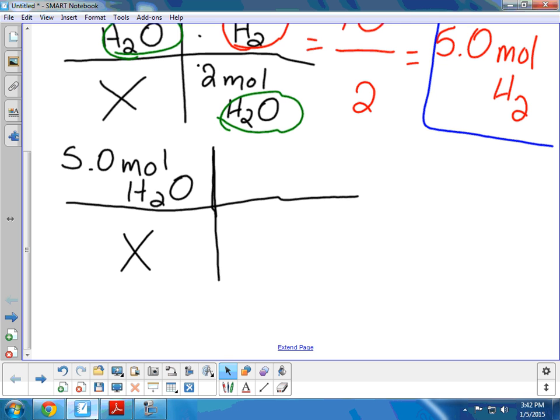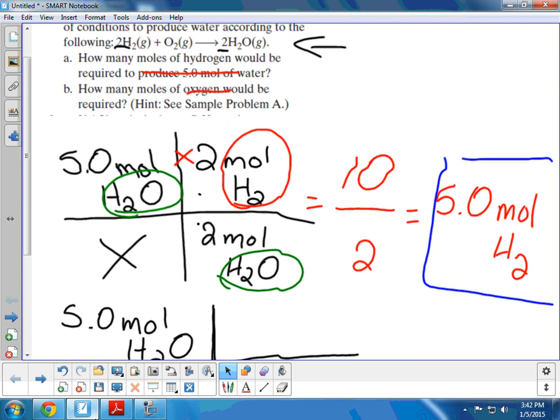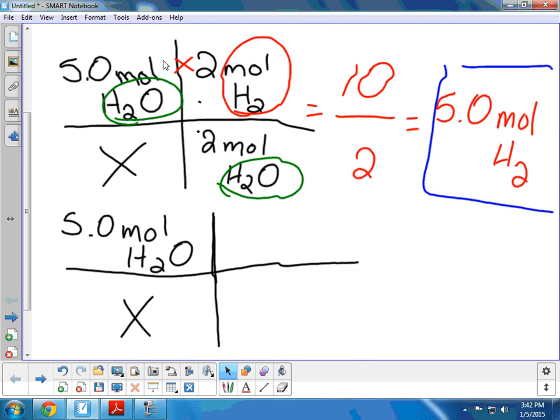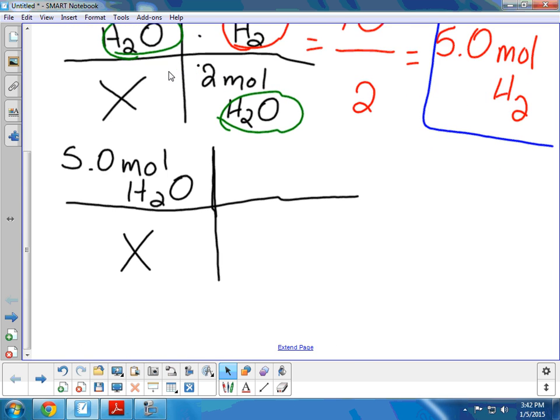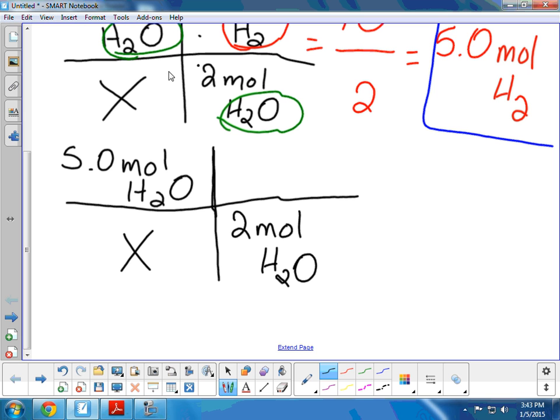So if we go back to our balanced equation, we see for every 2 moles of H2O, we have only 1 mole of O2. If there's not a coefficient in front, it's understood to be 1. So we're going to put 2 moles of H2O on the bottom, and 1 mole of O2 on the top.